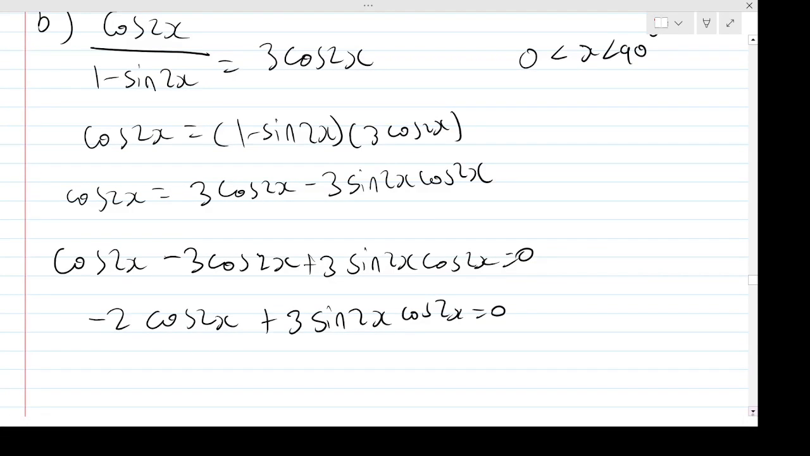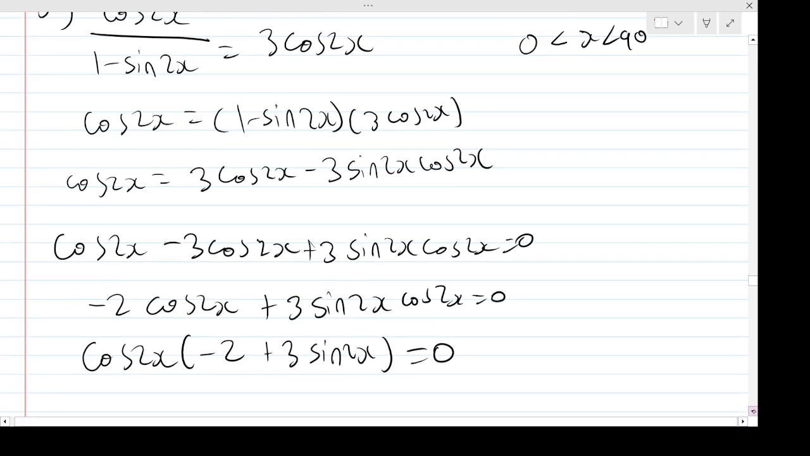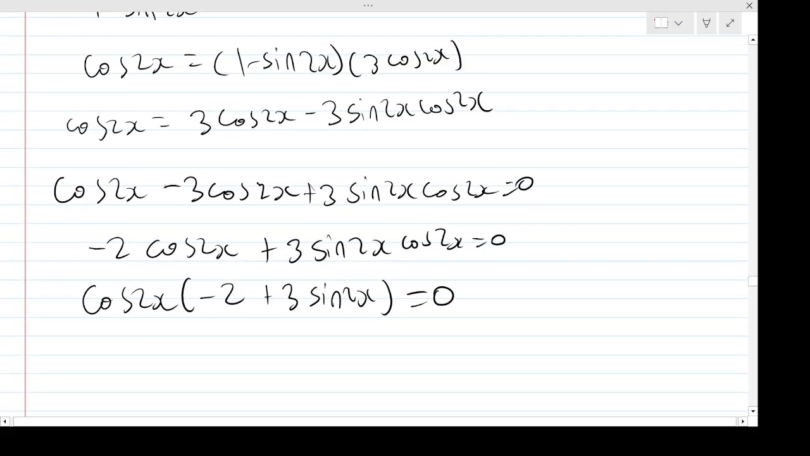If I want to deal with it, I'm not going to divide by cos 2x on both sides. I'm going to factorize it out. So if I factorize it out, I get cos 2x, which is a common term. Then I've got minus 2 add 3 sine 2x equals 0. Very important you do that. Do not miss that. If you divided by it, you would miss this first factor out of cos 2x.